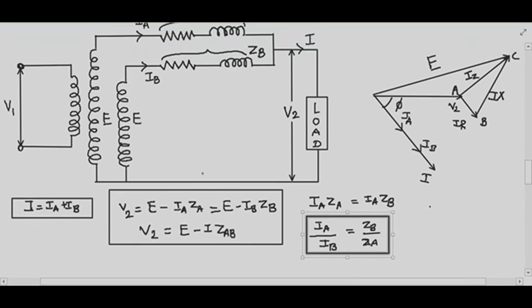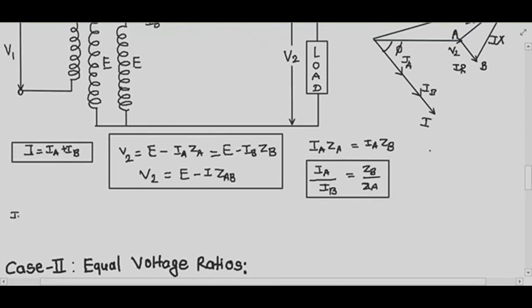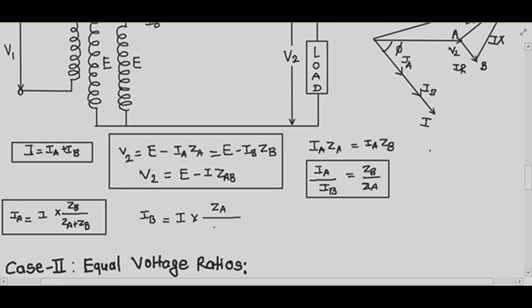Then if I apply the current division rule to this loop, I can write the equations for IA and IB also. So what is my IA? My IA will be I into ZB upon ZA plus ZB, by the current division rule. Similarly, I can write IB. IB is nothing but the total current through the load into ZA upon ZA plus ZB, because my IB current is through ZB. So I multiply it with the opposite impedance on the numerator side. So these are the simple equations that we have.